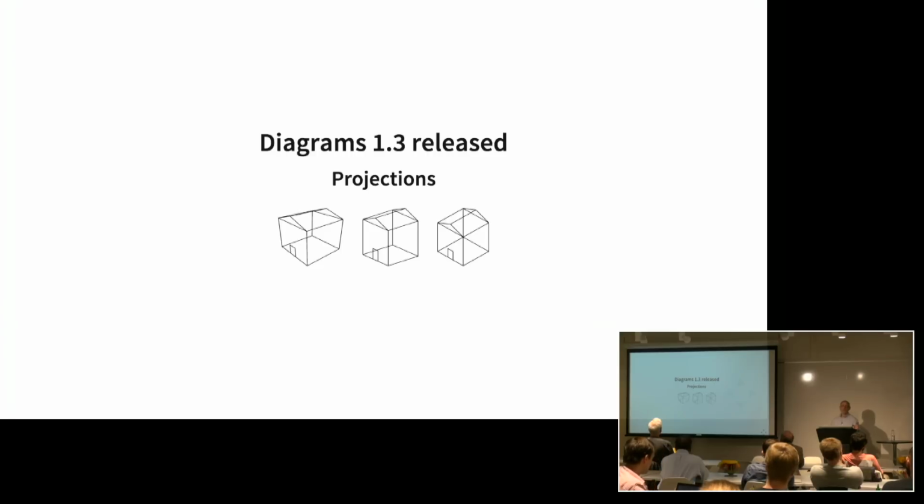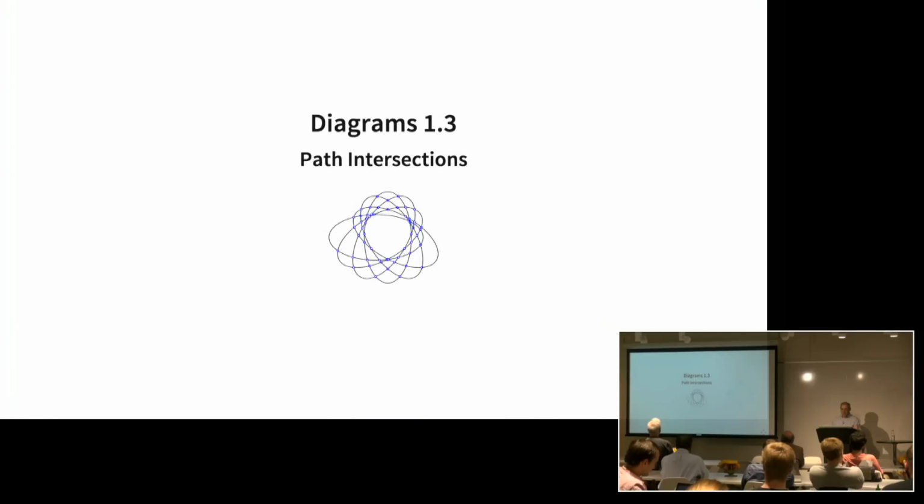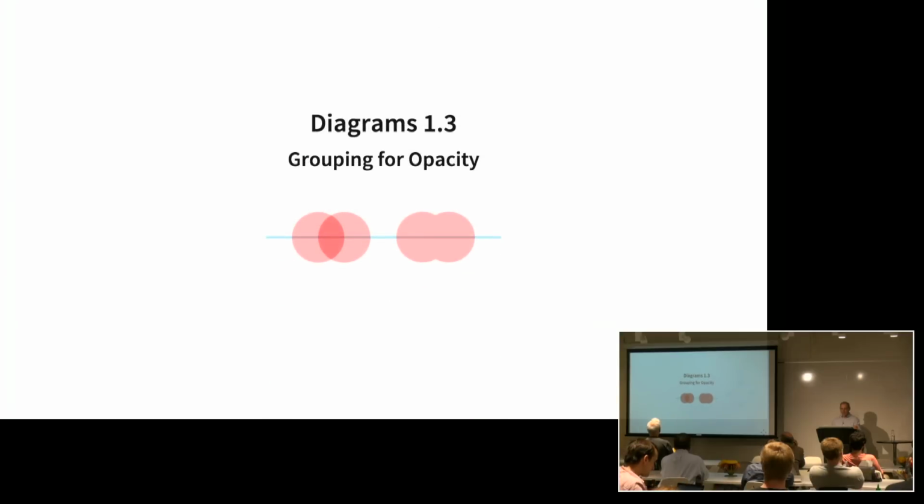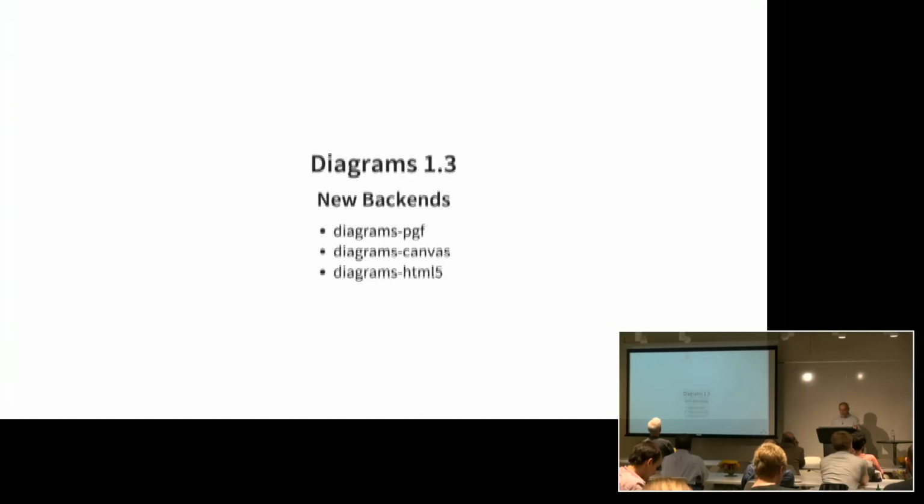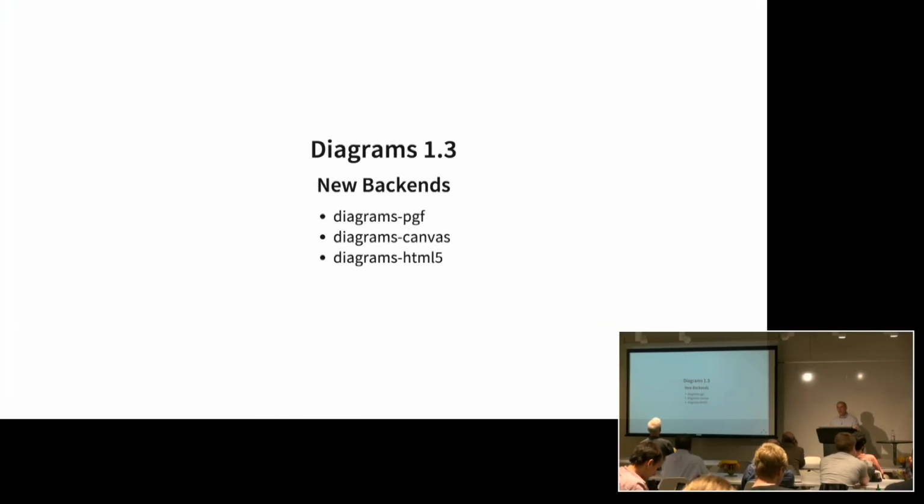I should also say that Diagrams is an extremely flexible language. It has the ability to create 3D and 2D diagrams. I'm going to talk about 2D diagrams in this talk. We've added the ability to calculate where paths intersect, which is a fairly requested feature. We've added the ability to change the opacity of a group of items, so you don't get that overlap that you see on the left if you describe the opacity of the combined diagram as light. And perhaps most importantly, we've added 3 new backends.